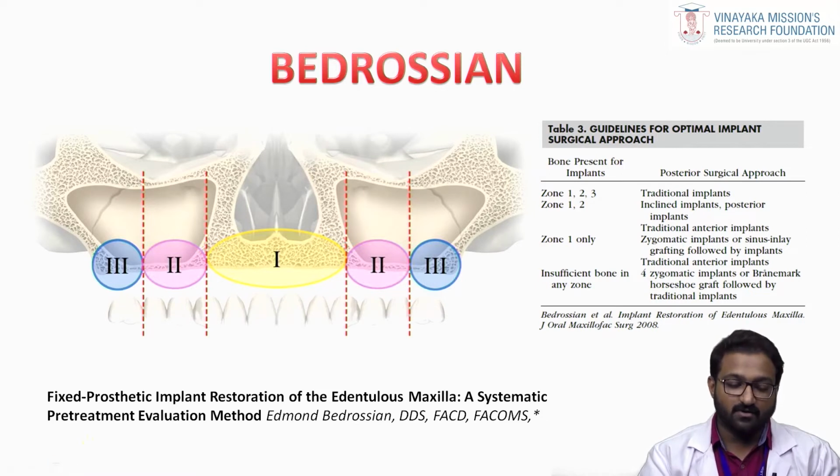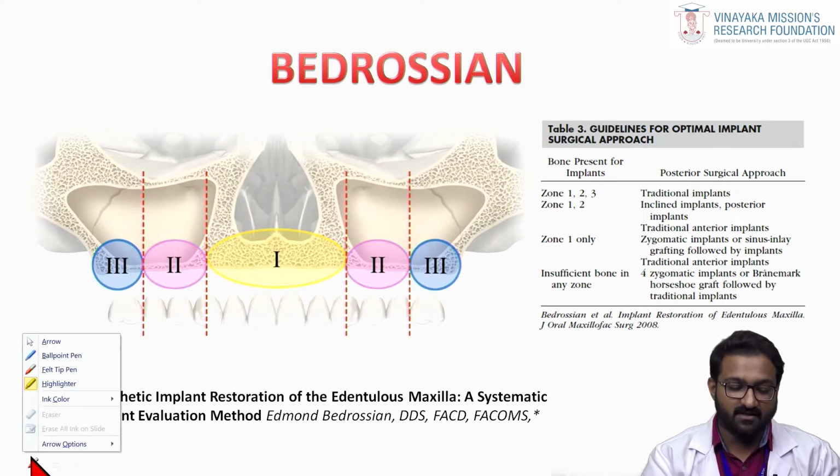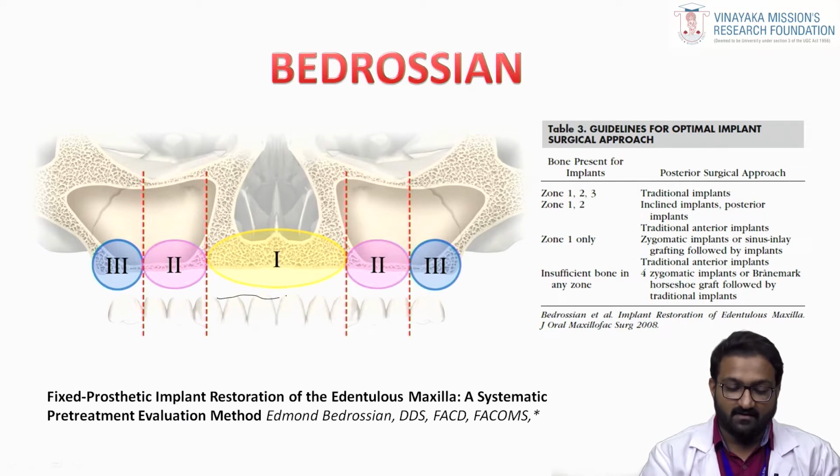So coming on to Bedrosian classification. Bedrosian also classified according to the bone available, the treatment options that will be presented to the patient with the available bone. So he classified the maxillary arch into 3 regions, 3 zones. The first zone is premaxilla, as you can see here, right? Zone 1 is the premaxilla. Zone 2 is the premolar zone, and then zone 3 is the molar zone.